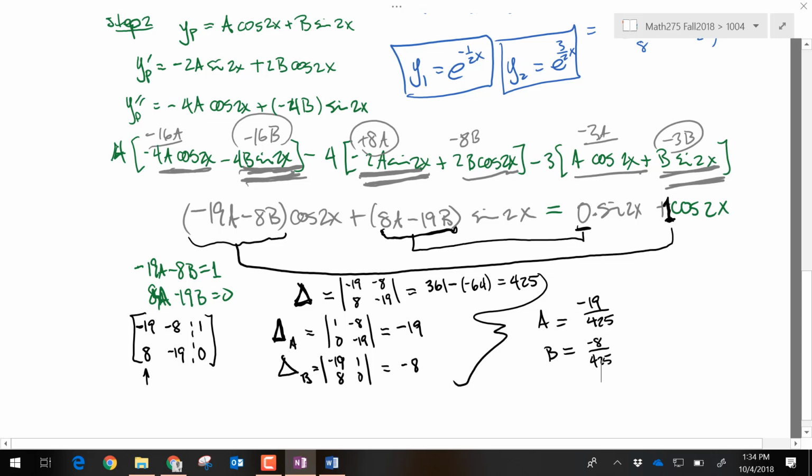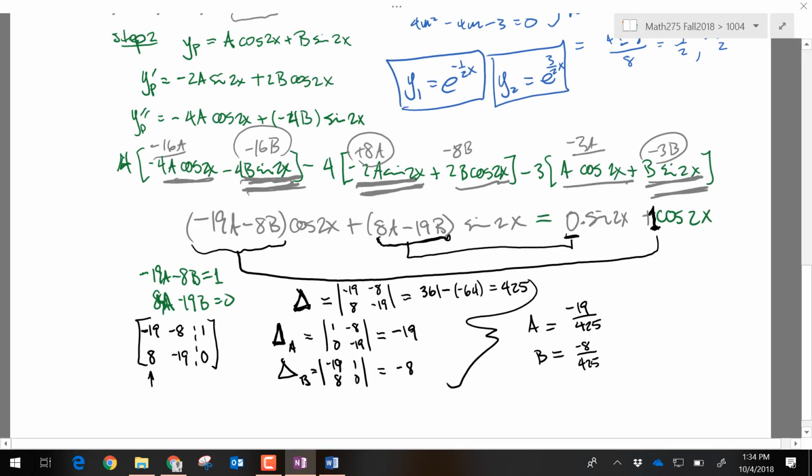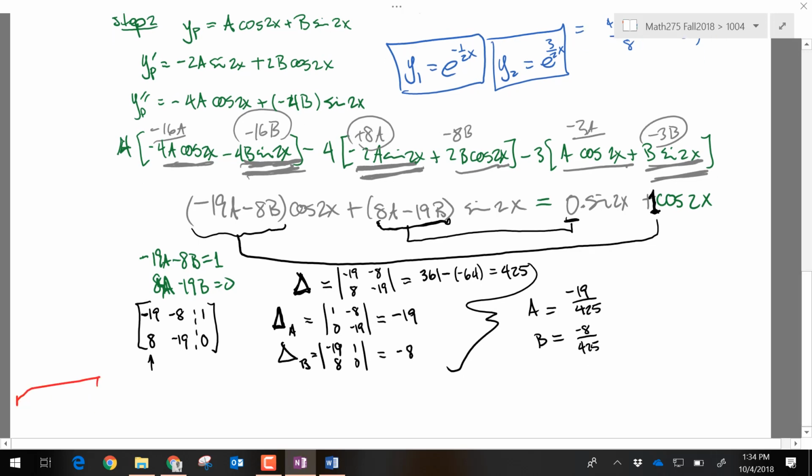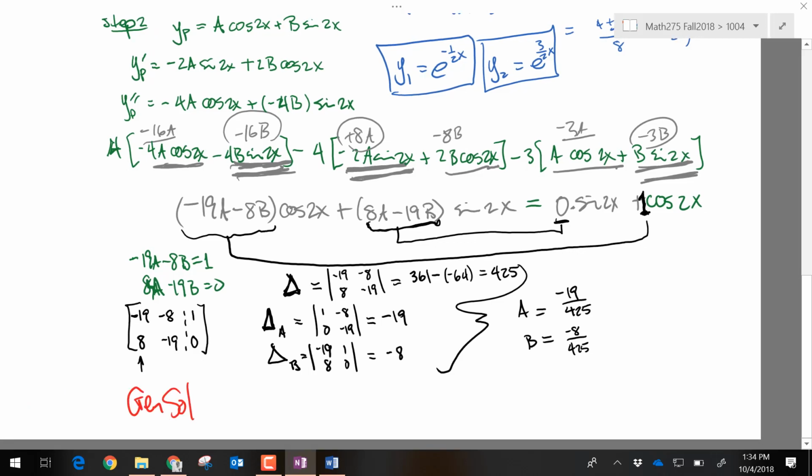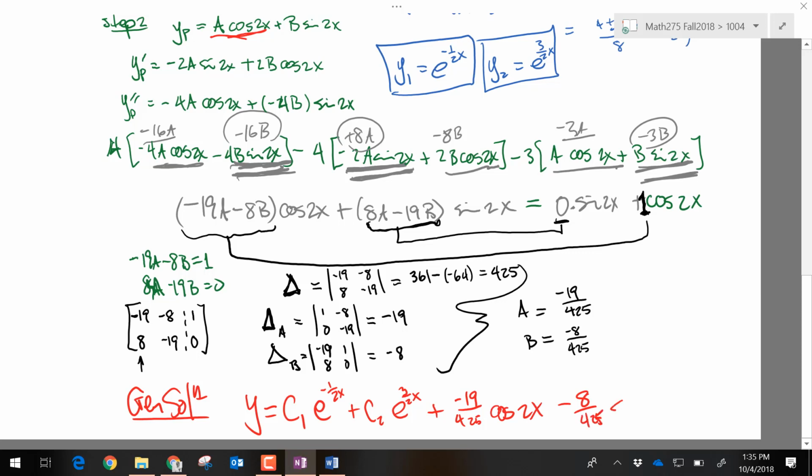All right, so we have A and B. We have our y sub 1 and y sub 2, and so we're done, except for writing your answer. Your general solution will be the linear combination of the y1 and y2, with the coefficients you just found attached to the sine and the cosine. Which one was sine, which one was cosine? The A was attached to the cosine. So that's minus 19 over 425 times cosine, and minus 8 over 425 times sine.